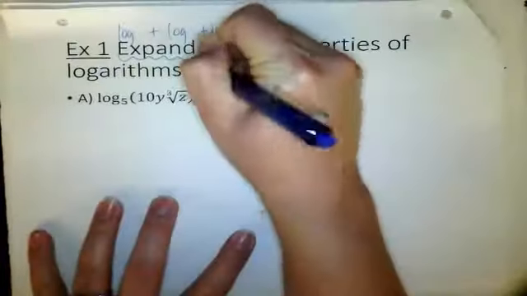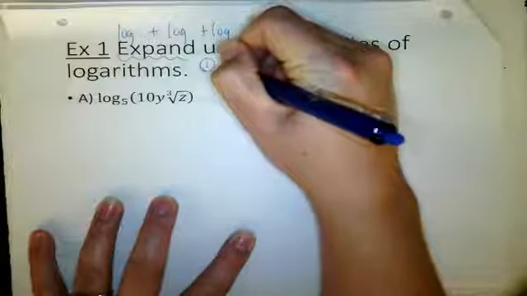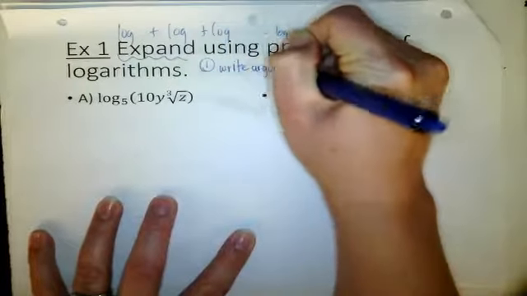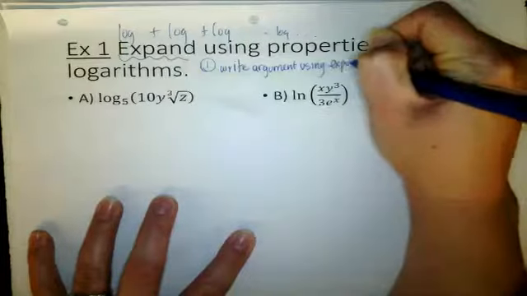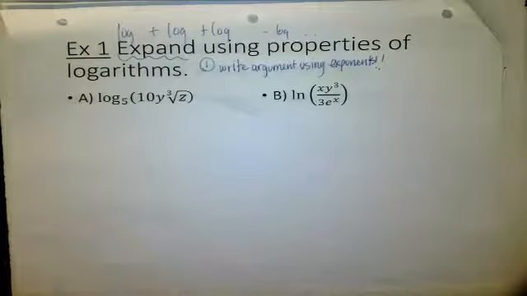So rule number 1 with expanding using properties of logarithms is I want you to write the argument using exponents, always. Exponents, lots and lots of exponents. And it's actually a really good idea to get used to writing things with exponents. Because in calculus, we want exponents. We use exponents all the time, okay? So it's really important that you get used to writing things with exponents.